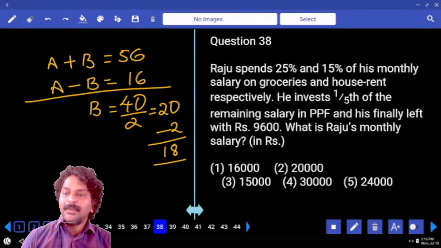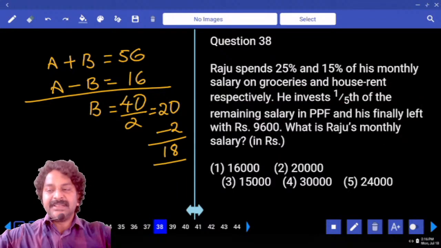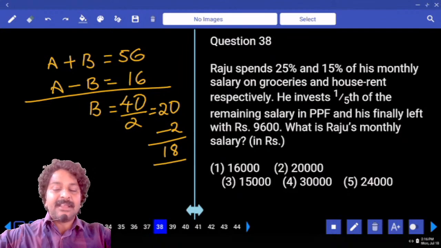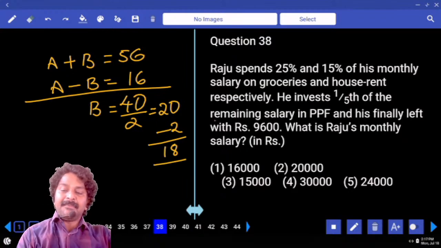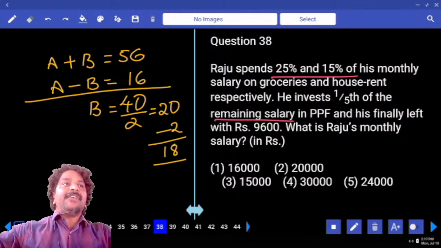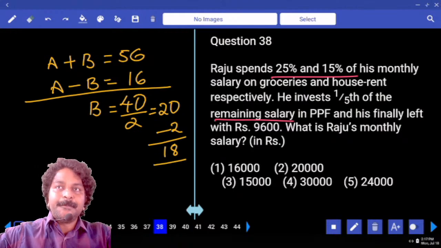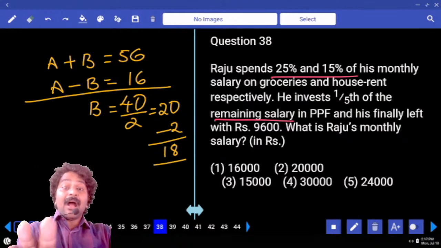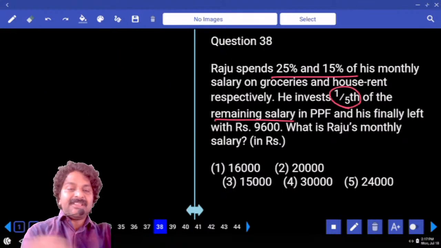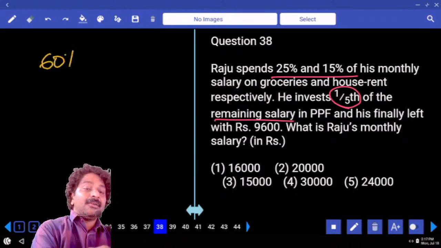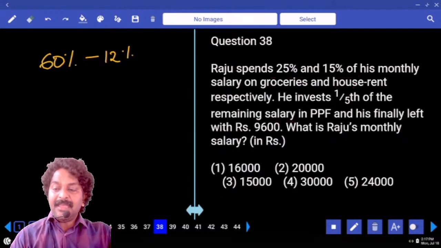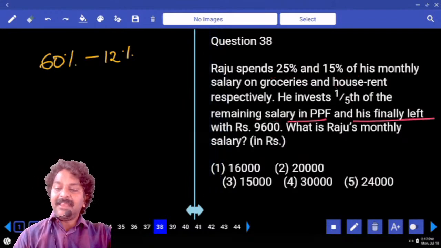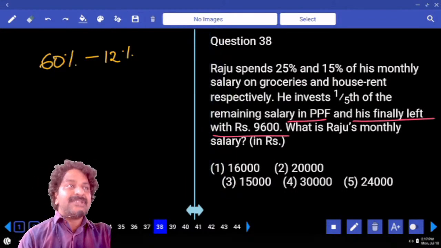Next. Raju spends 25% and 15% of his monthly salary on groceries and house rent respectively. He invests 1/5 of the remaining salary. Remaining, they said. So far, 25 plus 15, 40% over, 60% remaining. Out of 60, 1/5 in the sense, 12% spent on PPF, and he is finally left with 9,600.